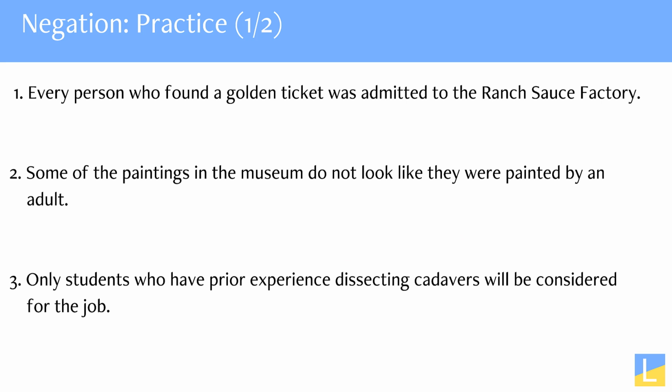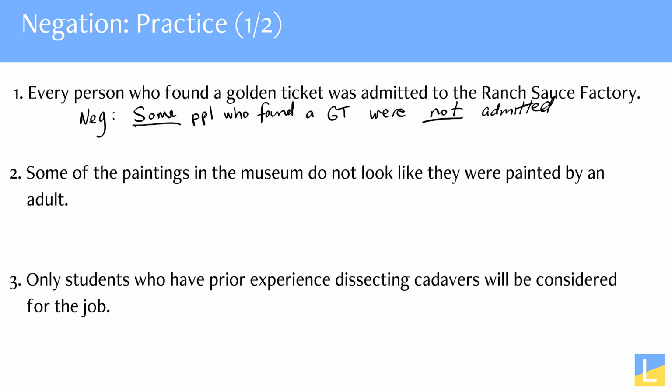So let's put it all together and practice what we've learned. If you want to try these on your own, just go ahead and pause and then resume. The first statement is, every person who found a golden ticket was admitted to the ranch sauce factory. What does it mean to say that this is not true? It is not true that every person who found a golden ticket was admitted to the ranch sauce factory. Well, every is like the word all, and so we can negate this by saying some people who found a golden ticket were not admitted to the ranch sauce factory. Another way to put that is not every person or not all people who found a golden ticket were admitted to the ranch sauce factory. They're not going to experience the splendors of ranch.